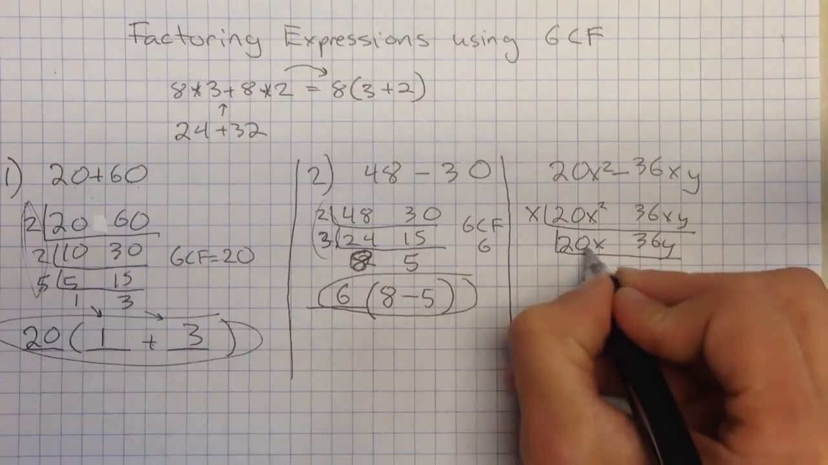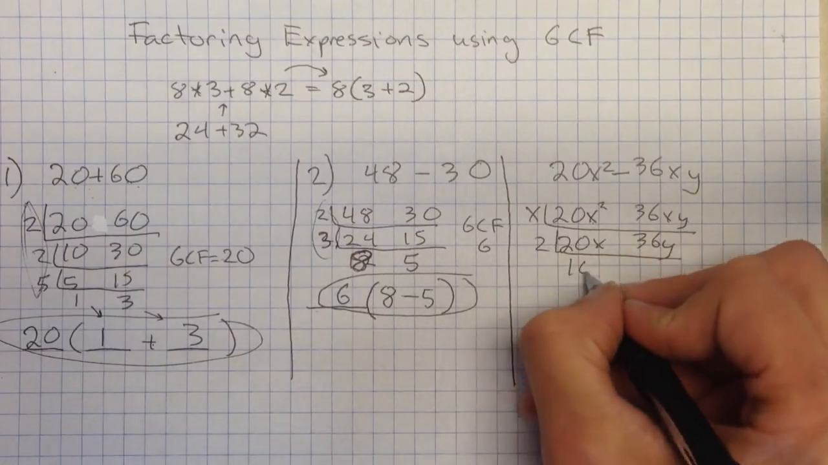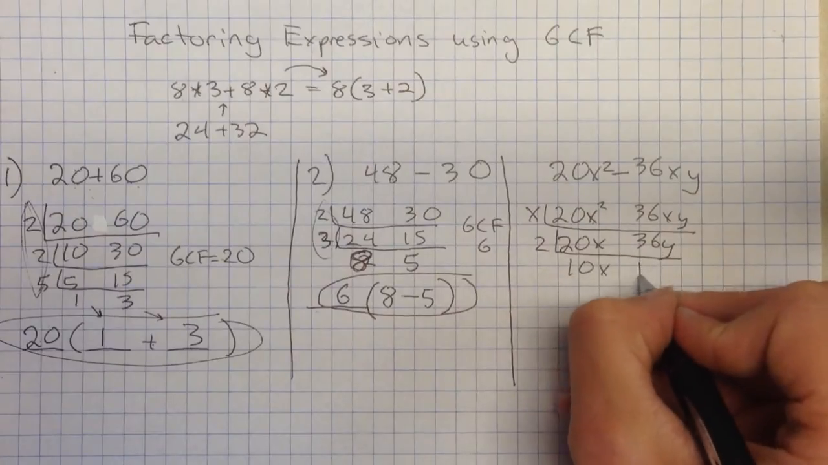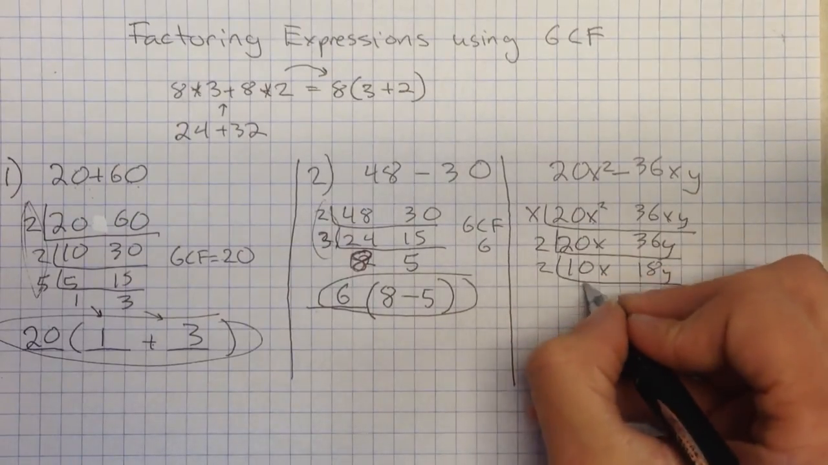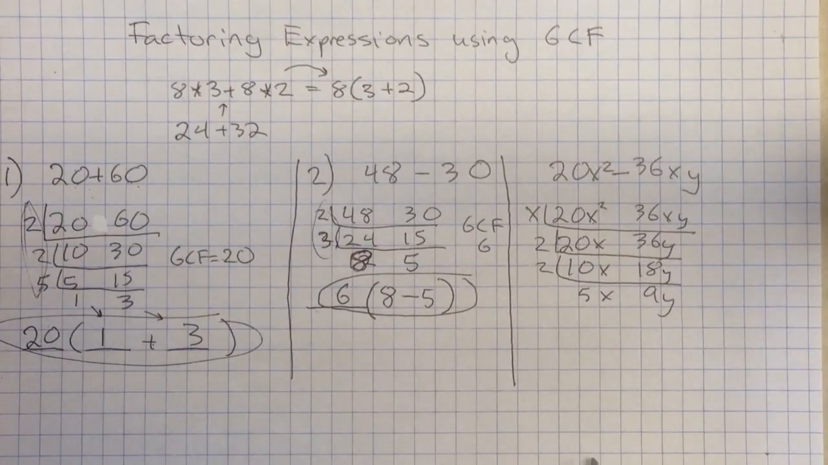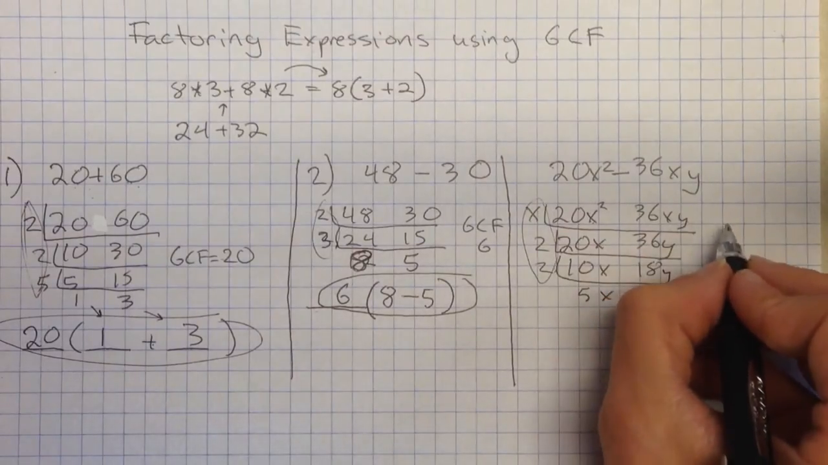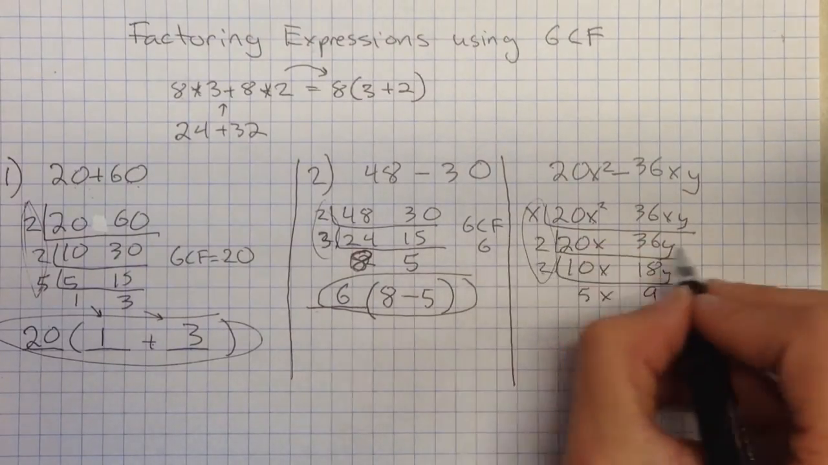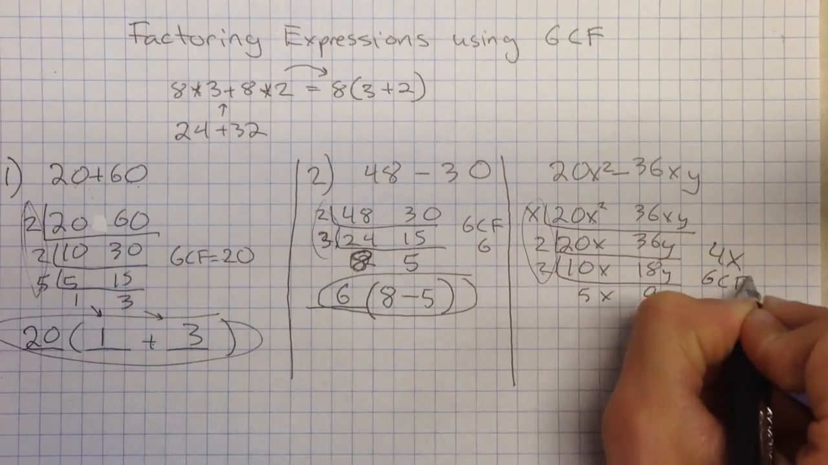Then I can keep going. I have no more variables in both, so I'm going to start taking out the numbers. So I can take out 2, that gives me 10x and 18y. I can take out another 2, that gives me 5x and 9y, and at this point I can't factor anything out. So this is my GCF. Okay, so my GCF right here would be x times 2 times 2, or 4x is the GCF.